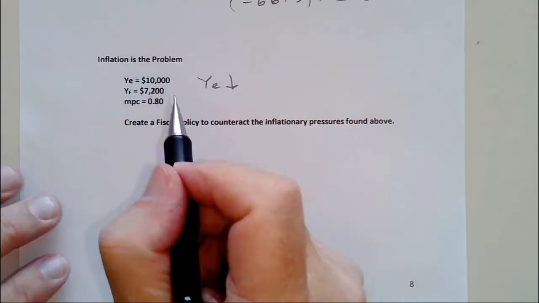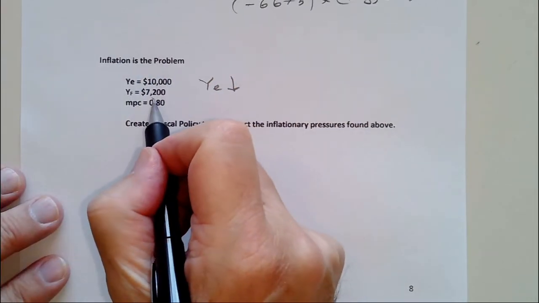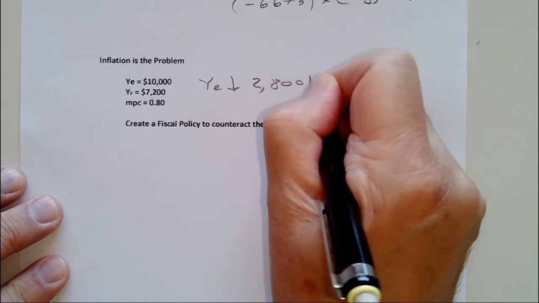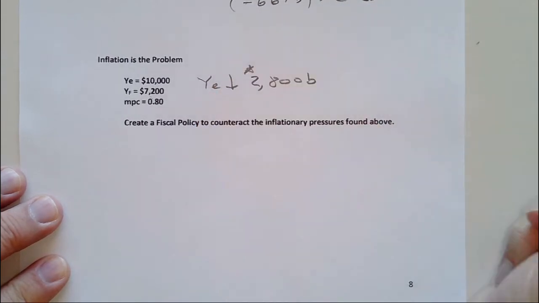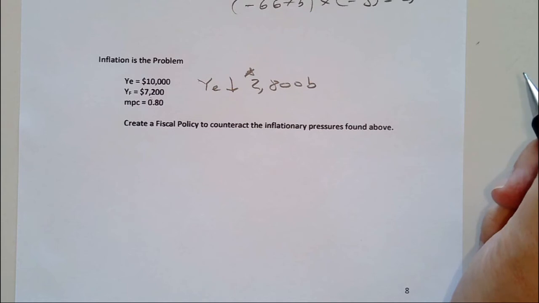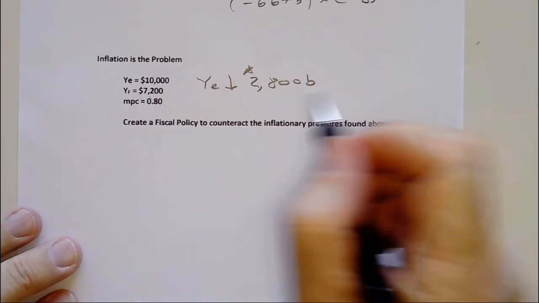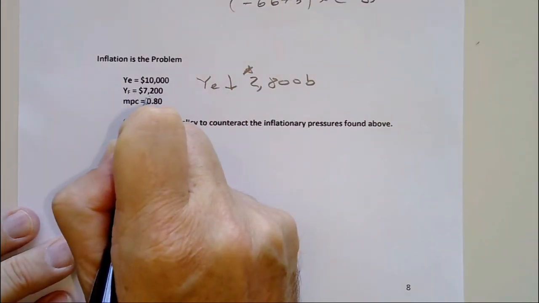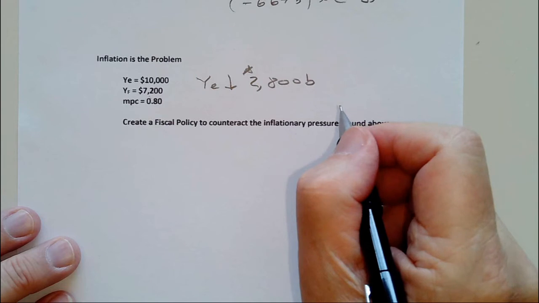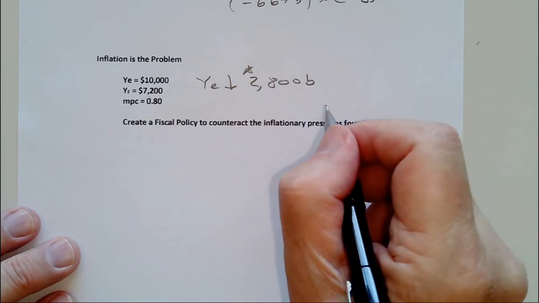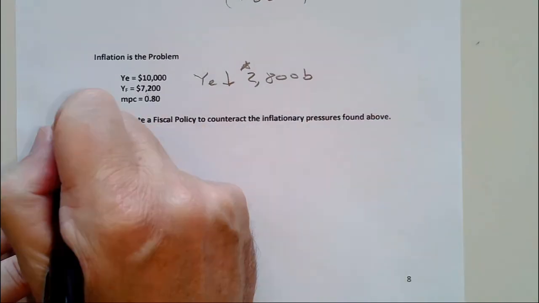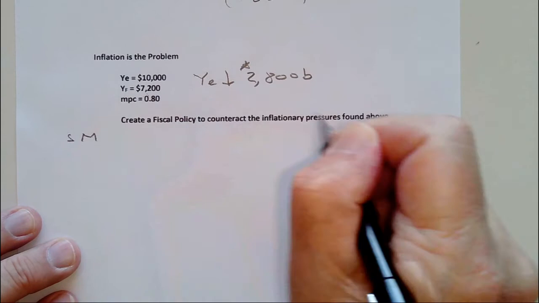Well, the difference with that, if you take 10,000 minus 7,200, will be $2,800 billion. So that's our policy goal. We want to bring down equilibrium income by $2,800 billion, and that will get us to where equilibrium is equal to 7,200. So using the spending equation, we have a spending fiscal policy equation or a tax fiscal policy equation. So we can use a spending multiplier over here, use a tax multiplier over here.